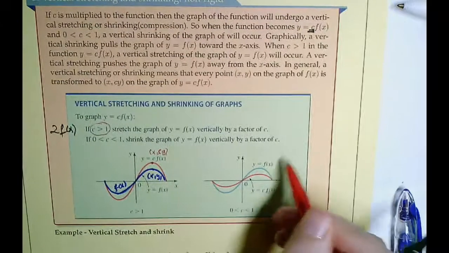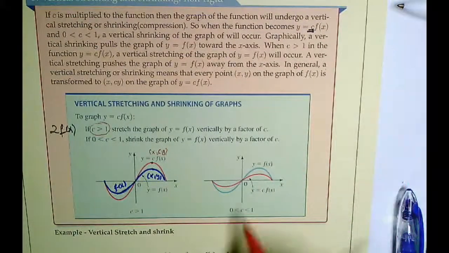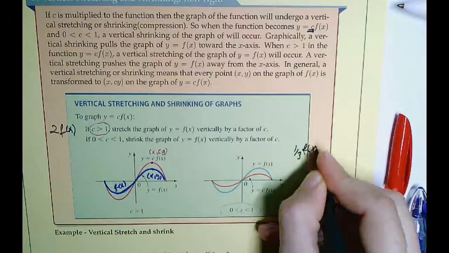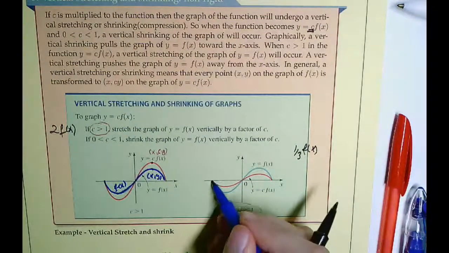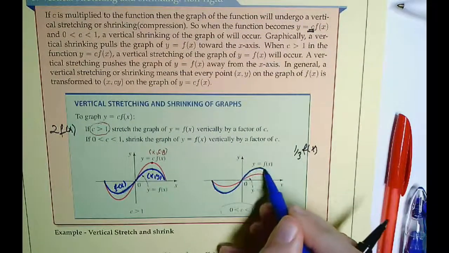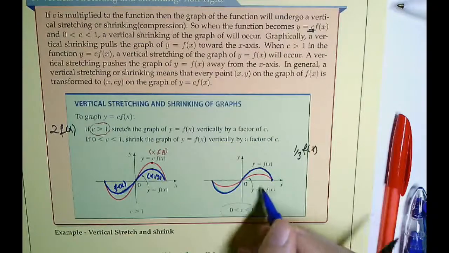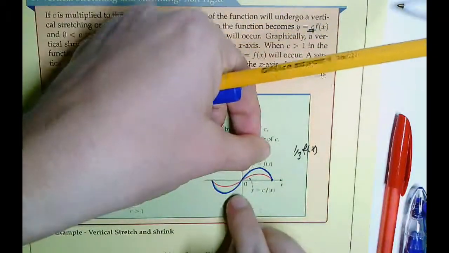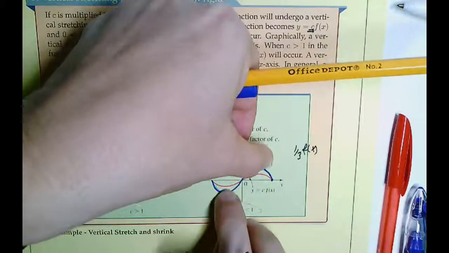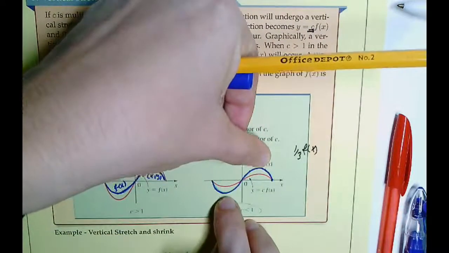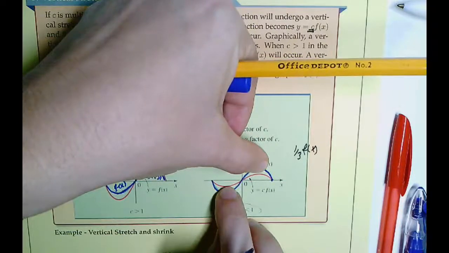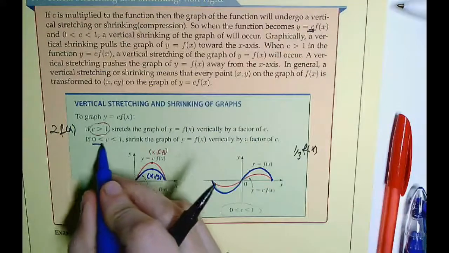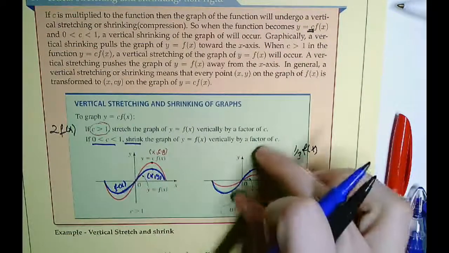Now, if the constant that you're multiplying the graph by is between 0 and 1, so if it's like a third times f of x, so now your f of x, the blue one, is this one, then a third times f of x, the red one, I'm compressing the graph. I'm taking f of x and I'm compressing it, or shrinking it by that much. So when the constant is between 0 and 1, we have a vertical shrink.